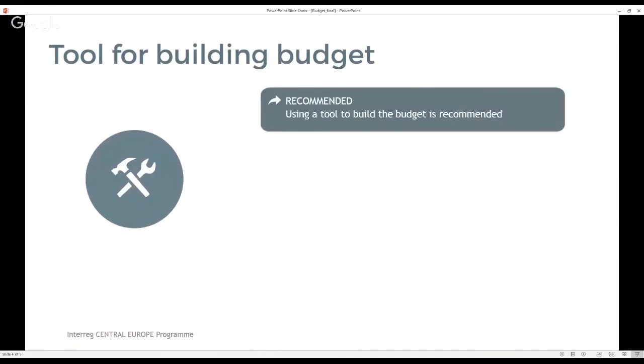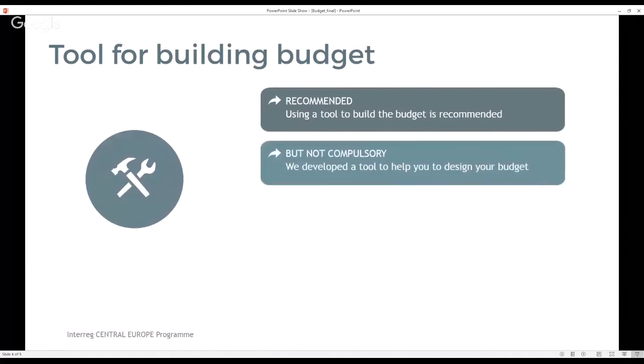When building the project budget, we recommend to use a support tool. Tools used by applicants must therefore allow planning at the level of each partner, the budget allocated to budget lines, work packages, and reporting periods. A non-binding example of such a tool, an EMS Excel sheet, was developed by the program and it could be used by applicants.